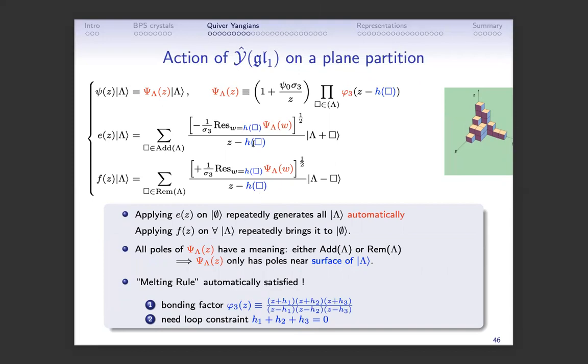All the poles of this psi have a meaning. It either means that you can add or remove a box. For this to make sense, all the poles of this eigenvalue function can only be near the surface of the plane partition. This basically means that the melting rule I mentioned earlier has to be automatically satisfied. The main ingredients that make sure this works are this bounding factor, this phi function, and then the loop constraint.